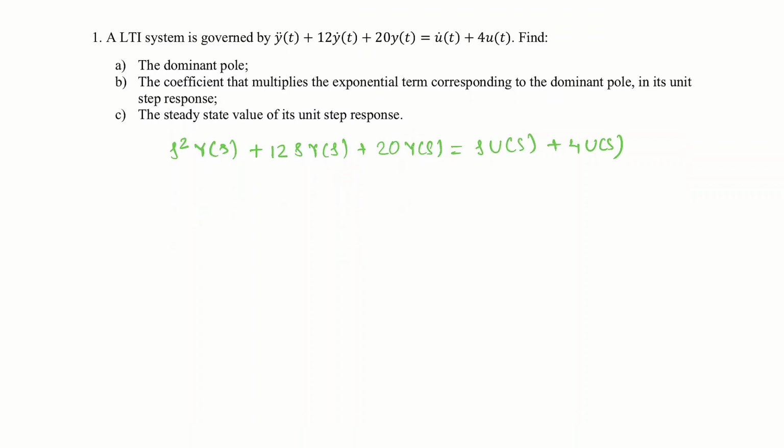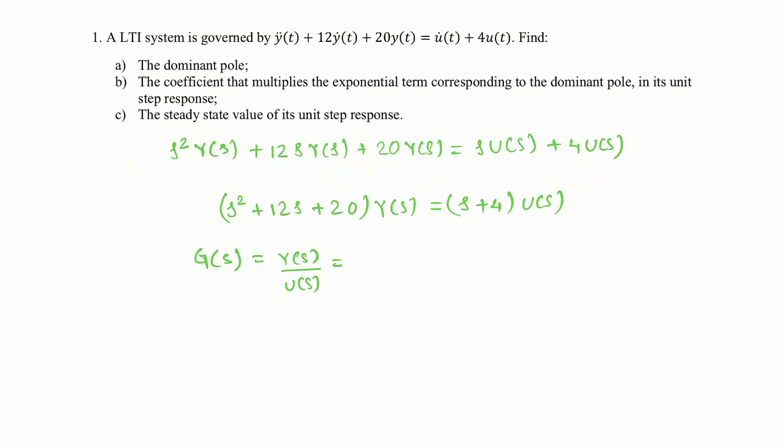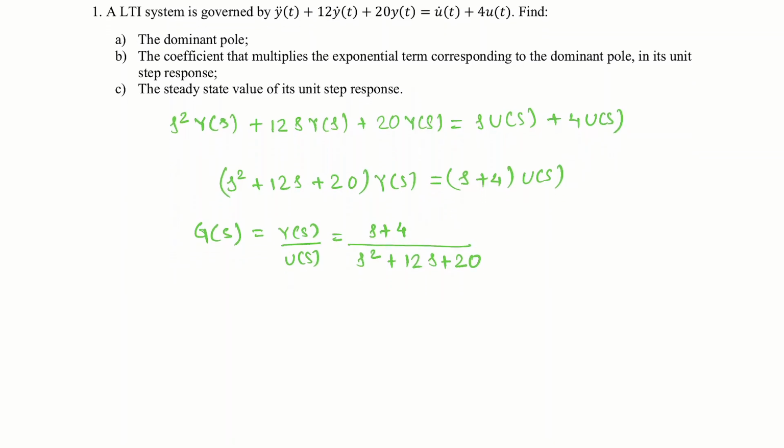Taking the y of s and u of s term common, we'll get s square plus 12s plus 20 into y of s is equals to s plus 4 u of s. So let's call our transfer function g of s, which is y of s over u of s. So the transfer function becomes s plus 4 by s square plus 12s plus 20. So let's factorize this transfer function: s plus 4, and the denominator has factors 2 and 10.